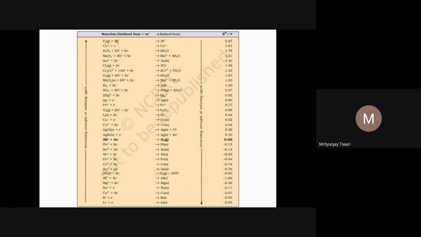Similarly, for fluorine, no one will be able to oxidize it, because the reduction potential is positive, so the oxidation potential will be negative. Reduction potential and oxidation potential are just opposite. The reduction potential is plus 2.87, the oxidation potential will be minus 2.87. Minus 2.87 means the oxidation of fluorine will not happen. Fluorine is the most electronegative atom and readily accepts electrons. So this is how we analyze these things.